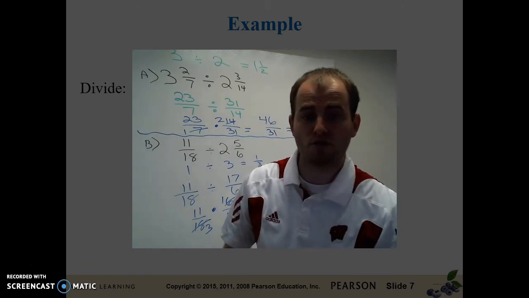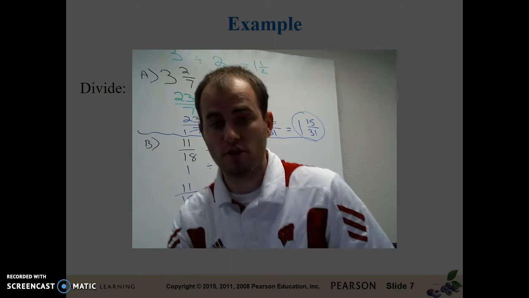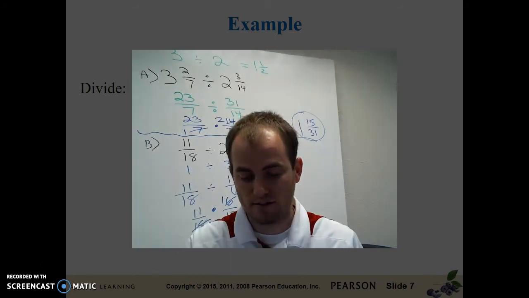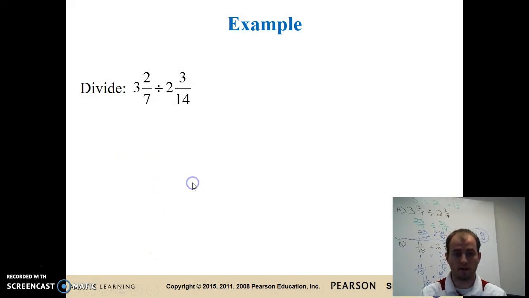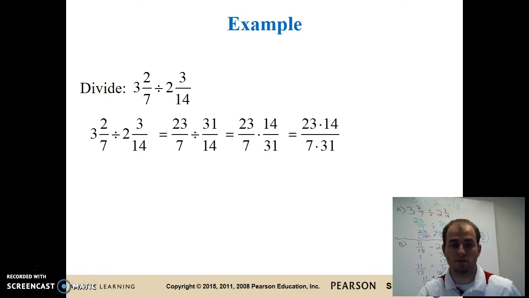Okay, so why don't you try letter C on dividing fractions? 5 and 2/3 divided by 2 and 5/9. Okay, so that's how you divide fractions. You can pause the video if you need to now to do letter C.